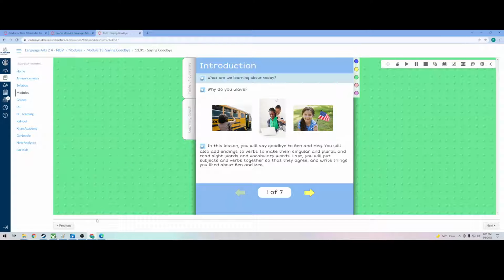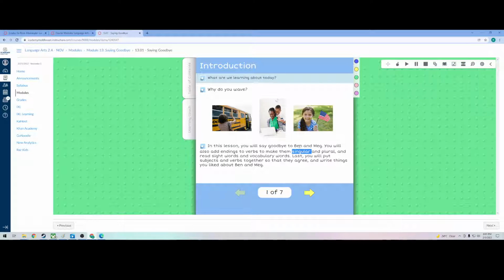Okay, today we have English class and we will learn about saying goodbye and some grammar. Why do we wave? We wave to say goodbye, right? In this lesson, you will say goodbye to Ben and Meg. Remember Baba, Ben and Meg? You've read so many stories about them. You will also add endings to verbs to make them singular or plural.